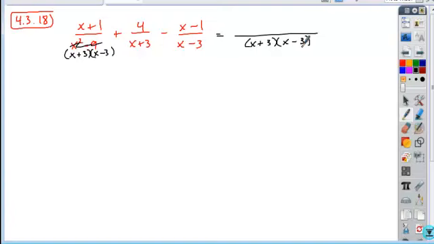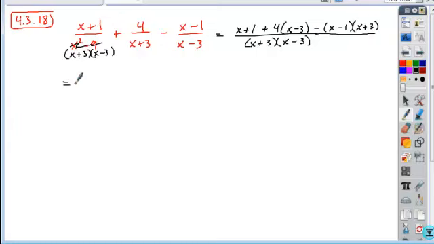So here's our LCD. We're going to take the numerator of our first fraction, x plus 1, and multiply that by any LCD factor missing from its denominator. It's not missing anything, so we just leave it as it is. Plus our next fraction's numerator, 4, times the LCD factor missing from its denominator. It's missing the x minus 3. And then minus the last fraction's numerator, x minus 1, times the LCD factor missing from its denominator. It's missing the x plus 3.